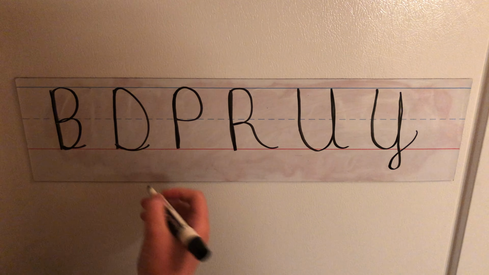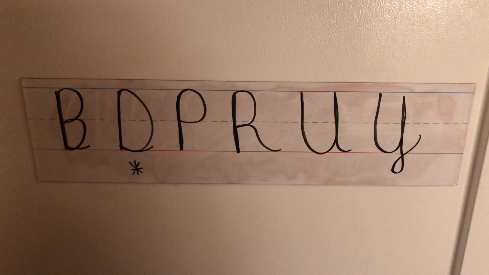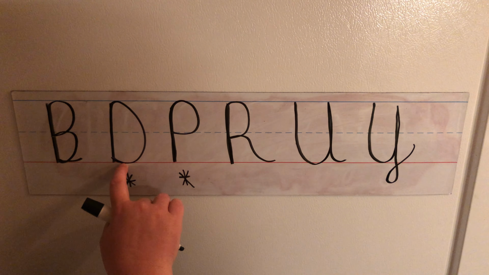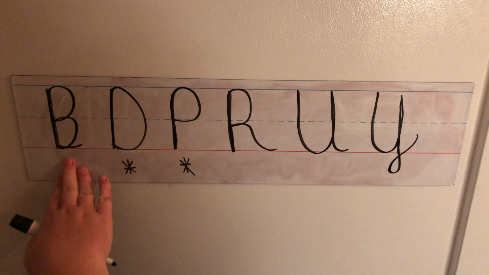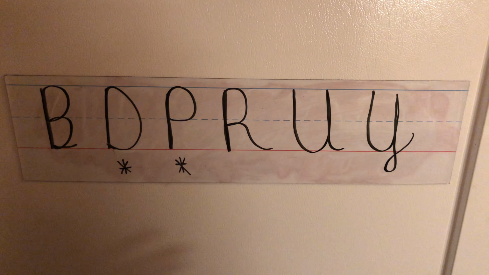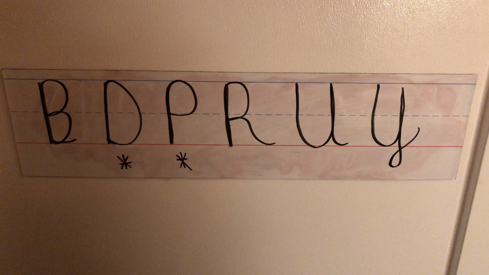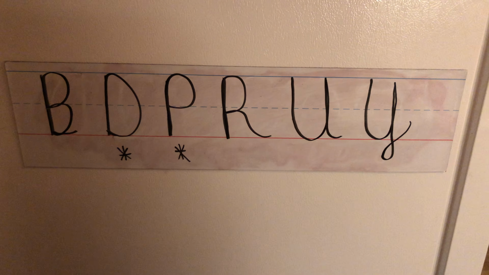Okay, so the D and the P, so I told you wrong on that. That doesn't connect to another letter. Okay, so B, R, U, and Y all connect to another letter when writing a word, but the D and the P do not connect to another letter. Okay, so those are all the letters that start with a straight down line.